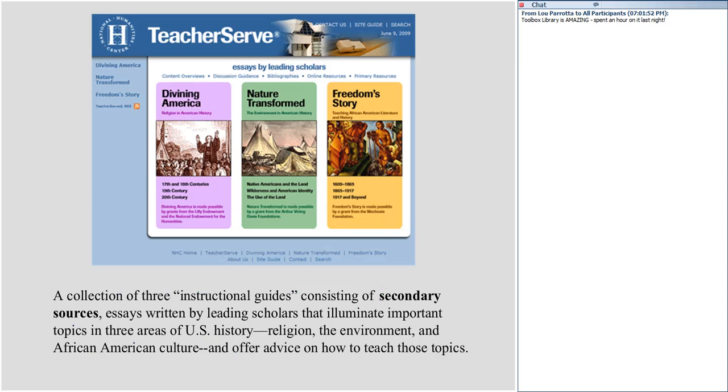We offer a thing called TeacherServe, which is an umbrella site that contains three instructional guides: Divining America, Religion in American History; Nature Transformed, The Environment in American History; and Freedom Story, Teaching African American Literature and History. These consist of essays written by leading scholars on topics that would be germane in the high school classroom in those three areas. The essays not only illuminate topics, but they also offer advice on how to teach them.